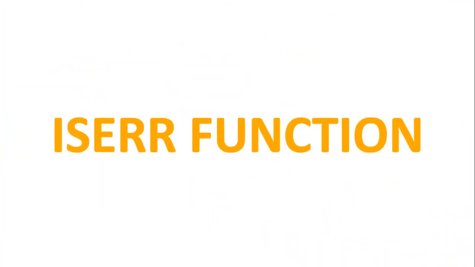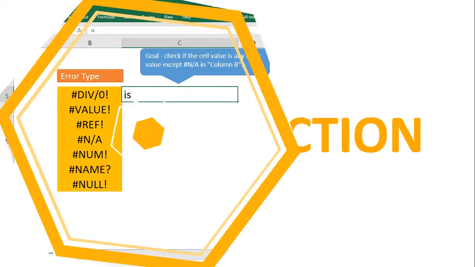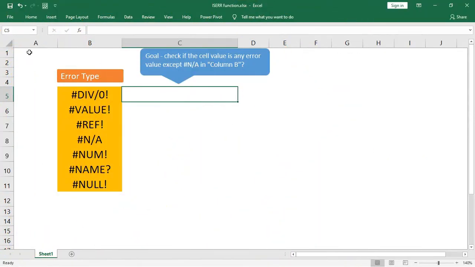So, let's get started. The ISERR function returns true for any error type except the #N/A error. In this case, we will check if the selected range contains any error value except #N/A.